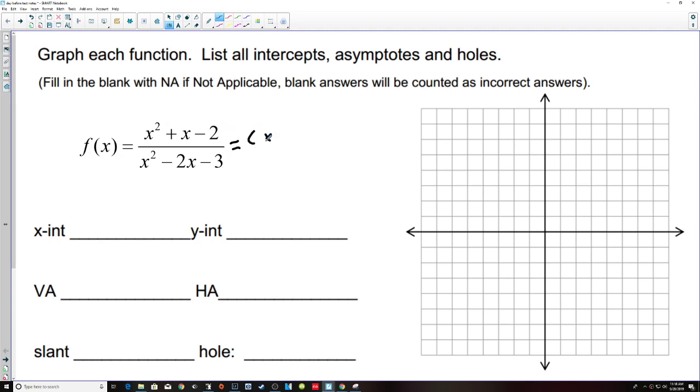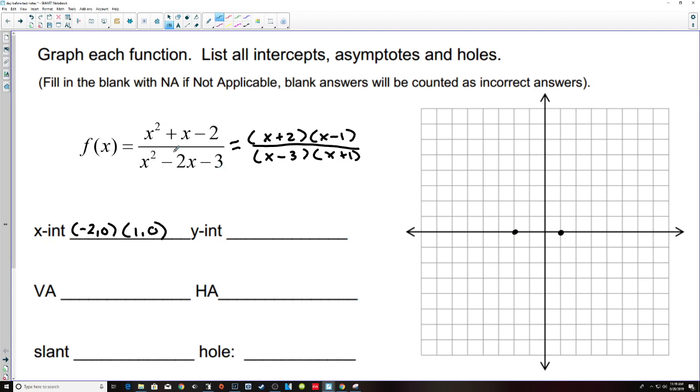Let's factor first. We have x plus 2 times x minus 1 over x minus 3 and x plus 1. Let's double check to make sure we have that factored correctly. Plus 2 and negative 1, that'd be plus 1. Negative 3 and 1, that'd be a negative 2. Looks good. X-intercepts, that's what makes the top 0. So negative 2, 0 and 1, 0.